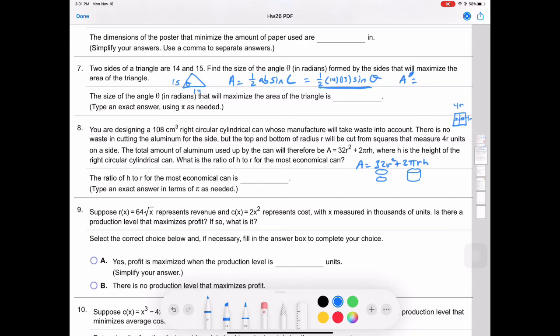Oh my goodness. What is the ratio of h to r? Ratio is h over r. So that's what they want us to set up.